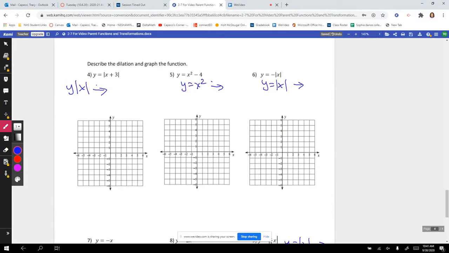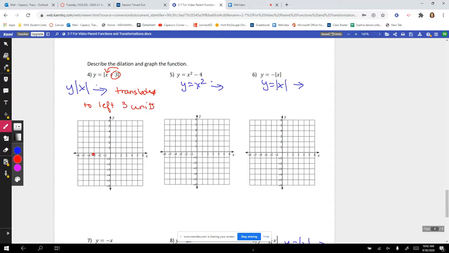Now we're going to take a look at some examples and see what's happening. So in number 4, we have the absolute value of x plus 3. Now this 3 is inside. Because it's inside, we're going to be translated to the left, translated to left 3 units.